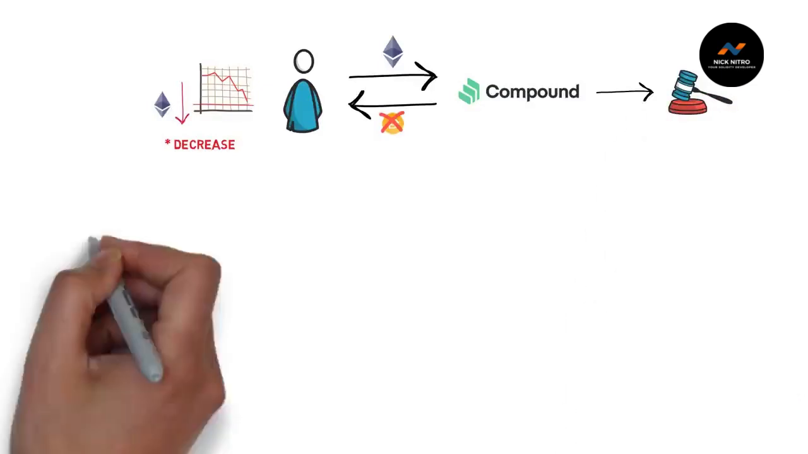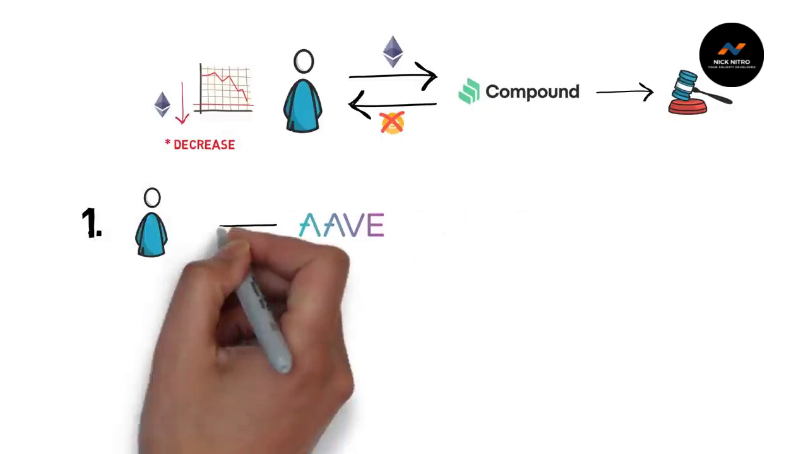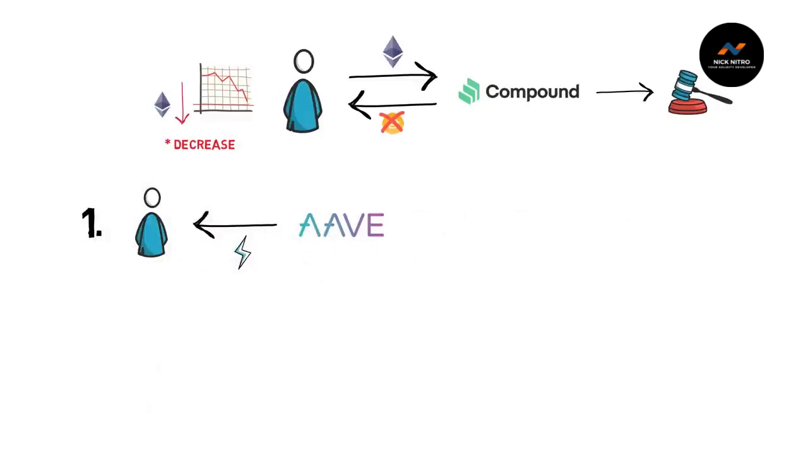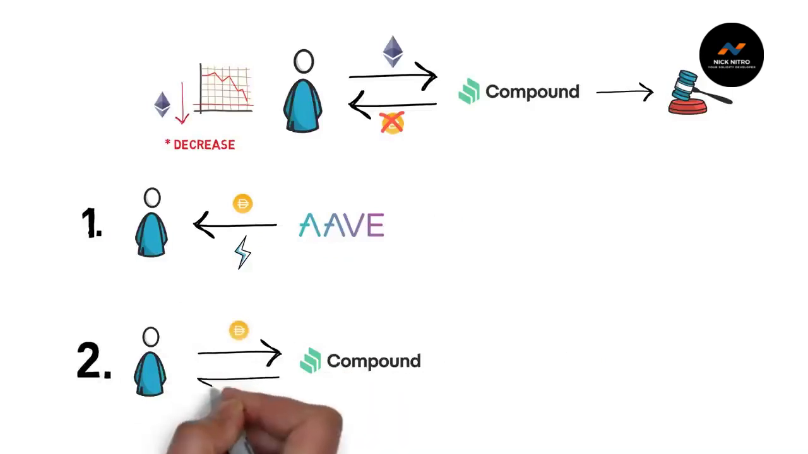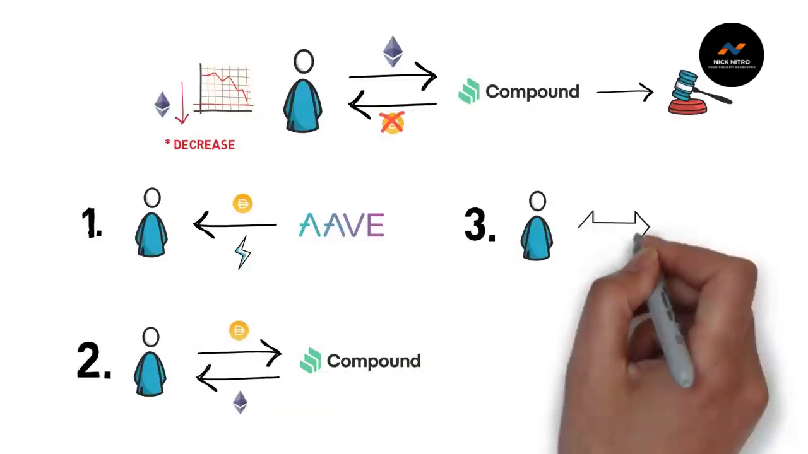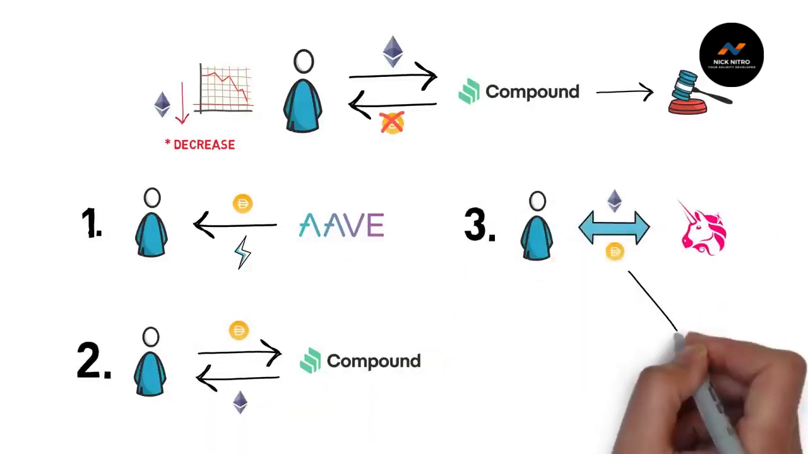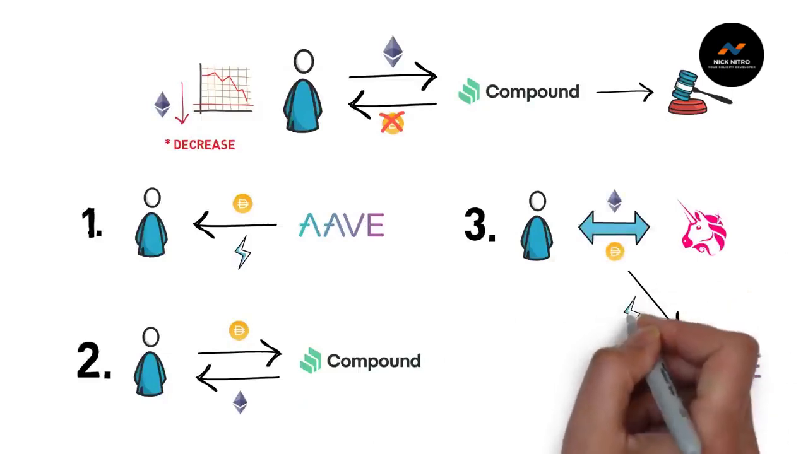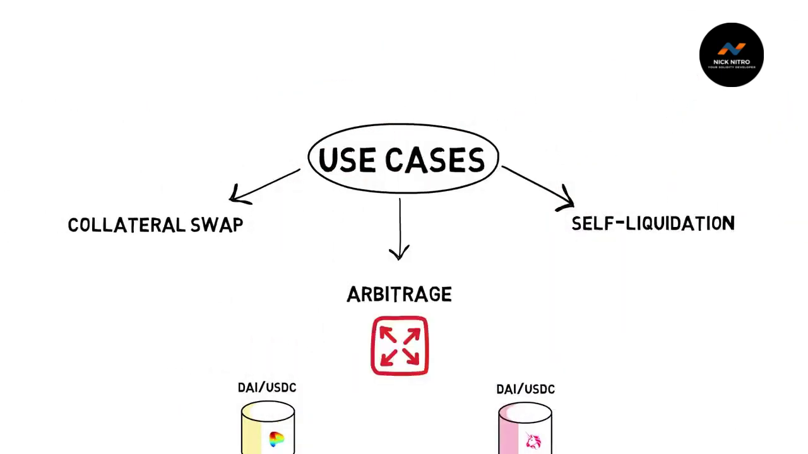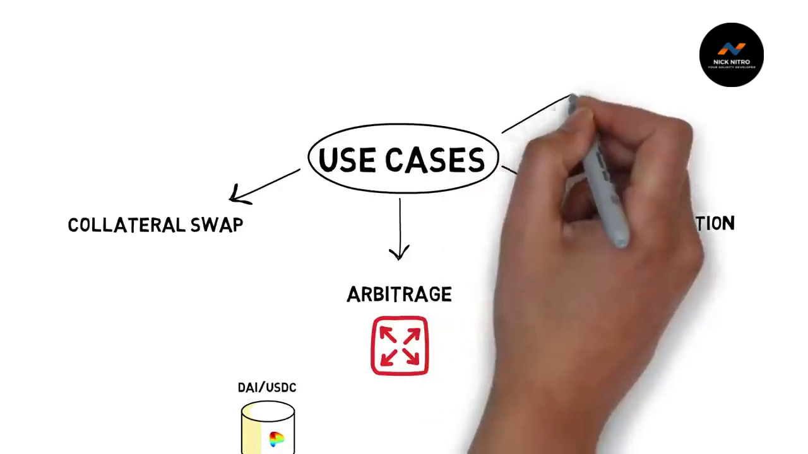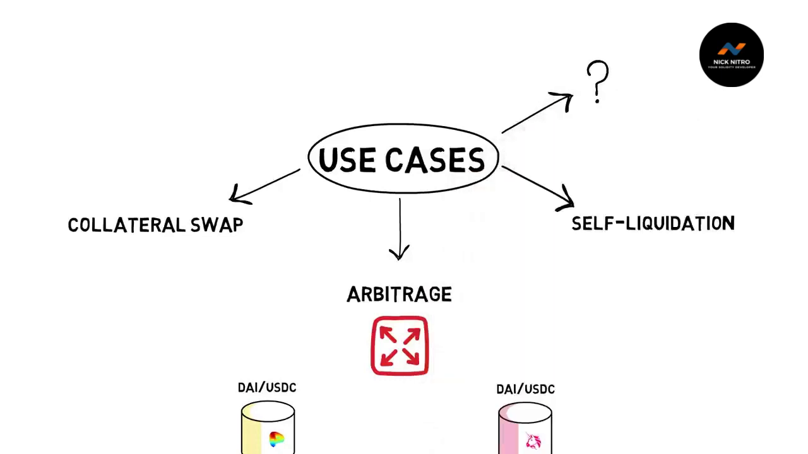Take a flash loan for the amount of DAI that you owe. Repay your DAI loan and withdraw your ETH. Swap enough ETH to DAI in order to repay the flash loan plus fees. Keep the rest of your ETH. These were the 3 most common use cases for flash loans. Of course, the concept of flash loans is quite new, and there are still a lot of use cases to be discovered in the future.